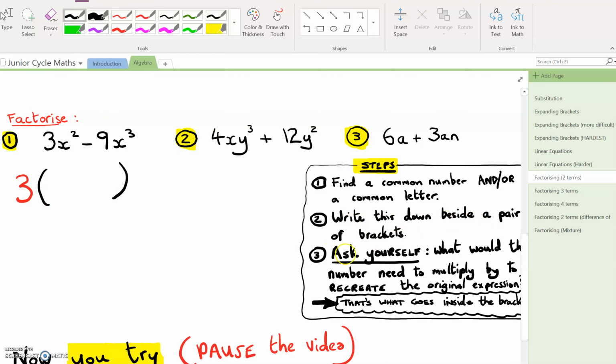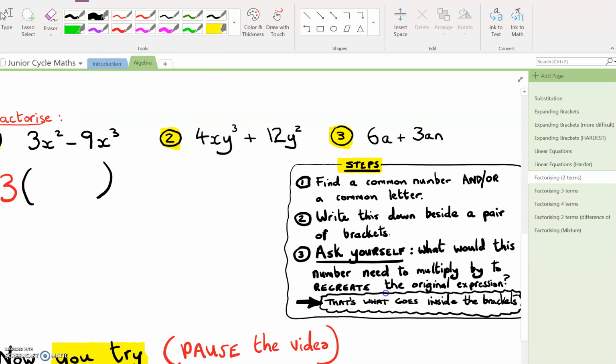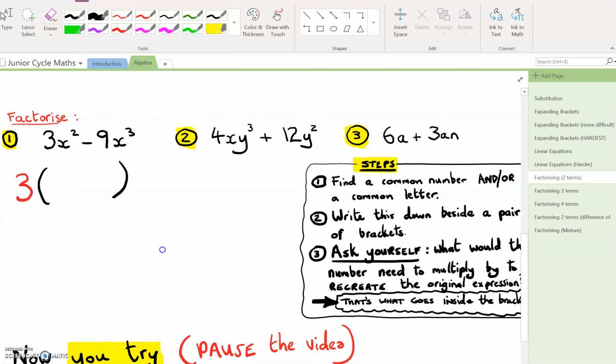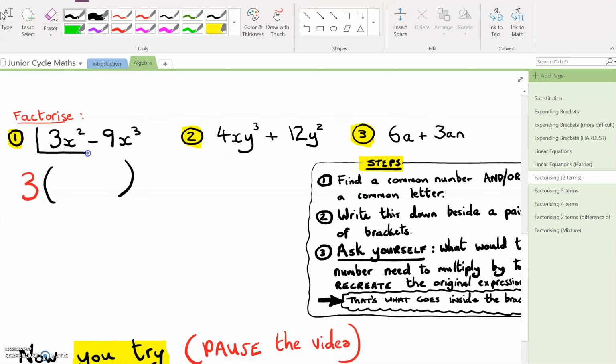Step 3, ask yourself, what would this number need to multiply by to recreate the original expression? To recreate 3x squared minus 9x cubed. Let's think about this. This is the hard bit of these questions, so take your time. 3 by what gives me 3x squared? Well, 3 by 1 will give me the 3 part, and 3 by 1x squared will give me 3x squared.